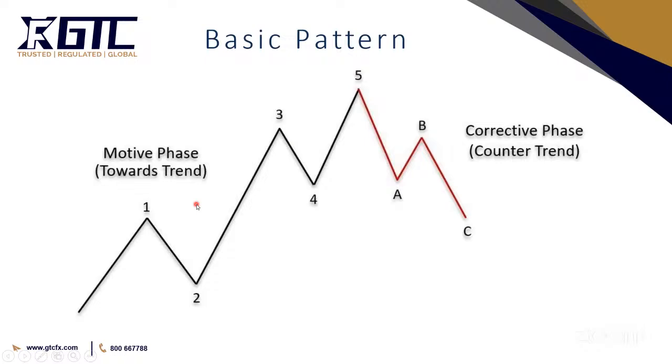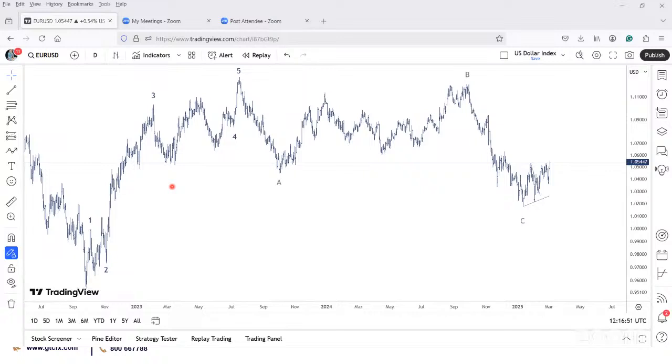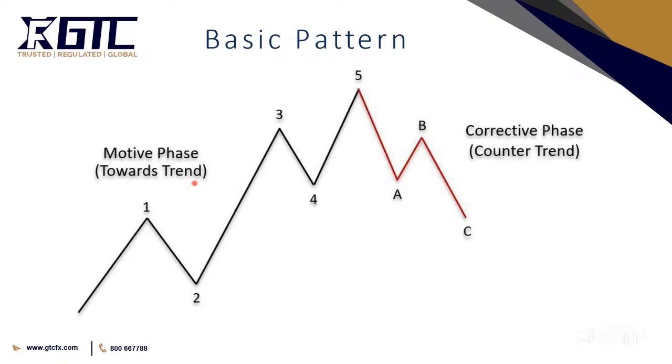Now, the second thing to remember phrase-wise is when the market moves 5 waves, it is called a motive phase, and it is always towards one larger degree trend. I repeat, sir, when the market moves 5 waves, it is called motive phase, and it is moving towards the trend of higher degree. When the market is moving 3 waves down, it is a corrective phase, and it is called a counter trend.